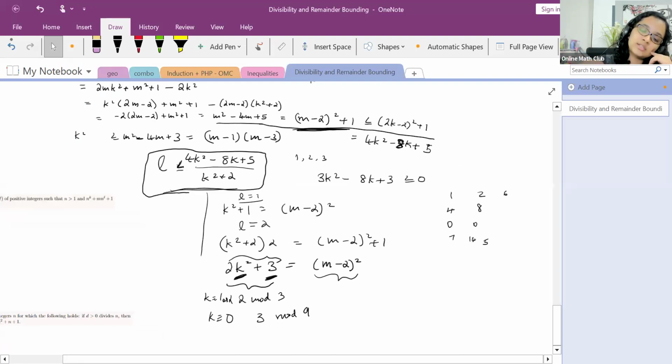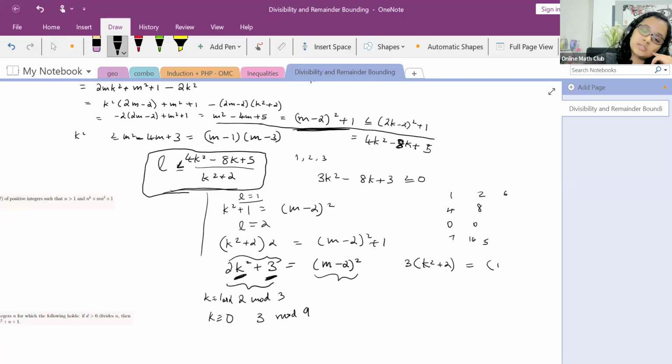And similarly, in the other case, you have 3 times k square plus 2 square plus 1. And again, checking mod 3 works. Because this is 2 mod 3 and this cannot be 2 mod 3. I hope the last part made sense. It was not that clear.